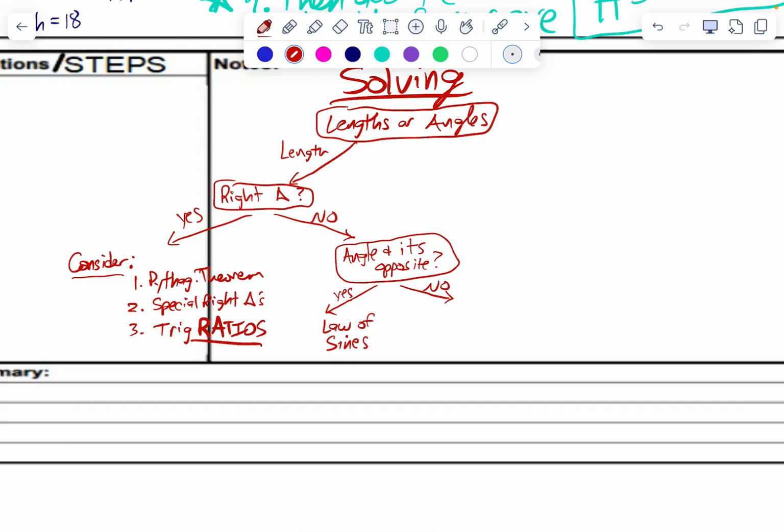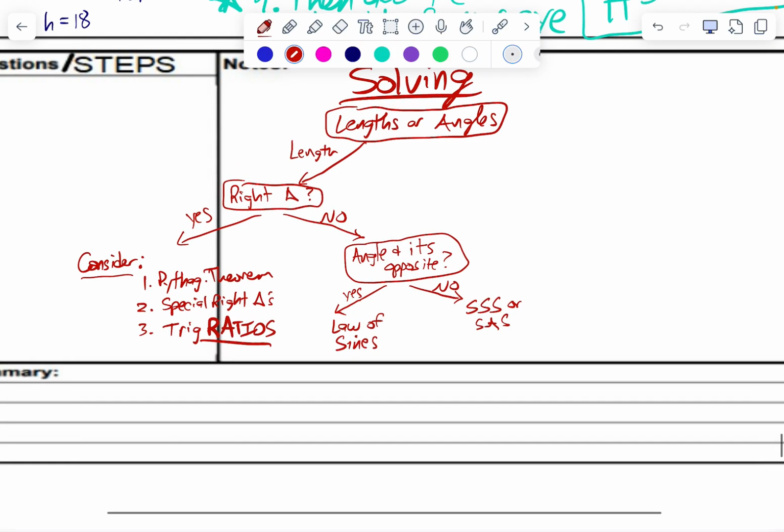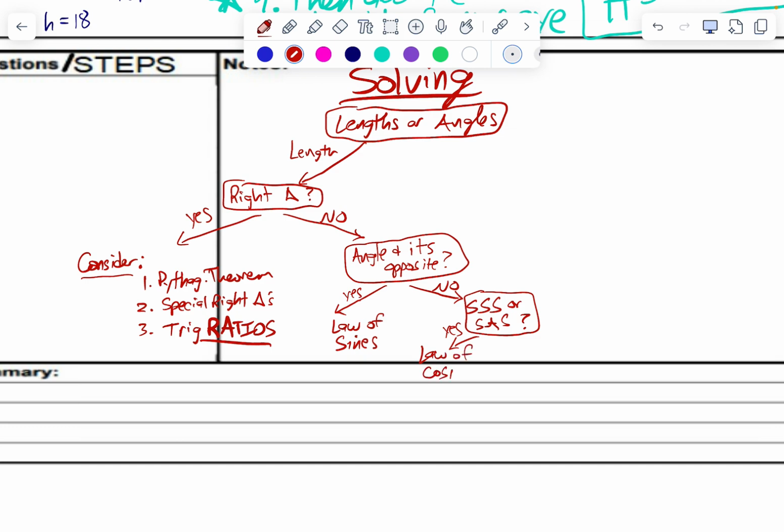If it's no, now we have to ask what? Can we just say, hey, law of cosines works? Well, now we need to say, is it SSS or SAS? And if that's true, then it's law of cosines. If it's not, don't worry about it. Okay, that branch we're not going to deal with.